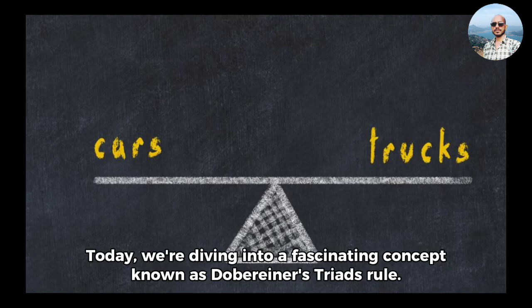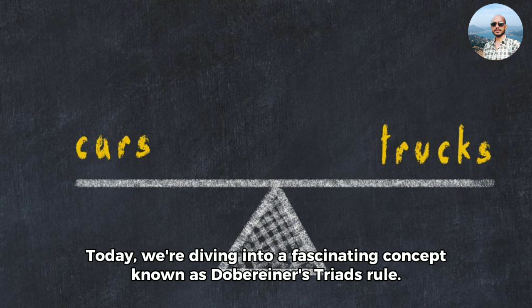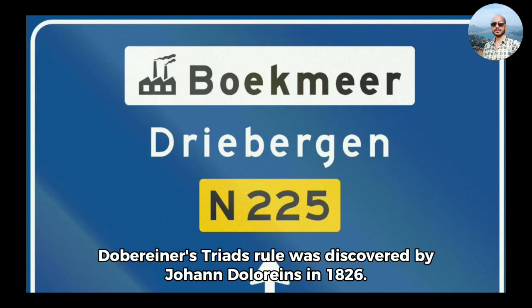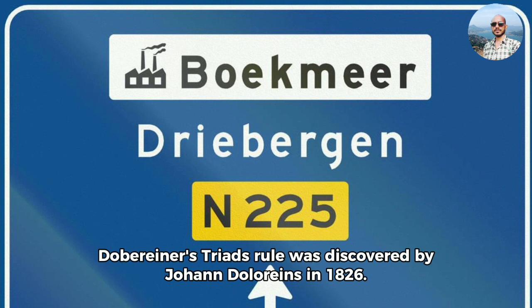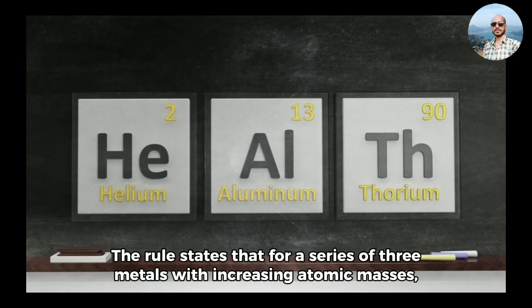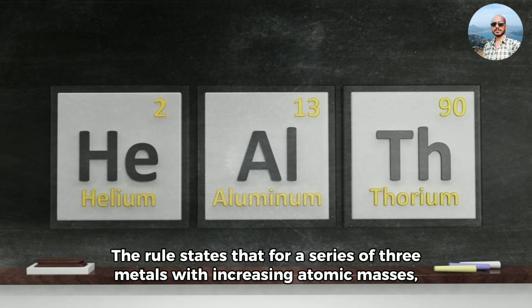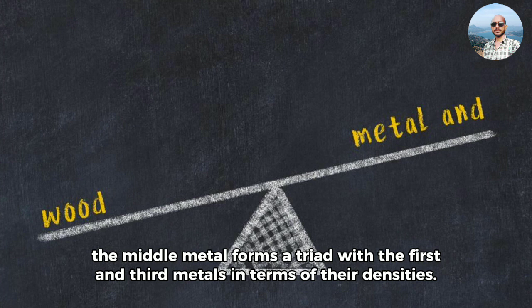Today, we're diving into a fascinating concept known as Dobereiner's Triads Rule. Dobereiner's Triads Rule was discovered by Johann Wolfgang in 1826. The rule states that for a series of three metals with increasing atomic masses, the middle metal forms a triad with the first and third metals in terms of their densities.